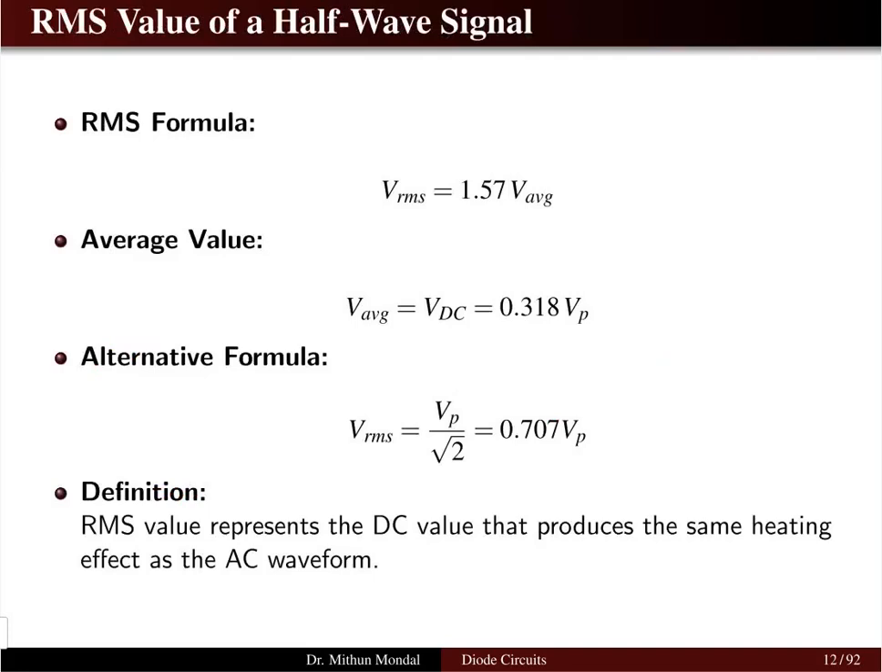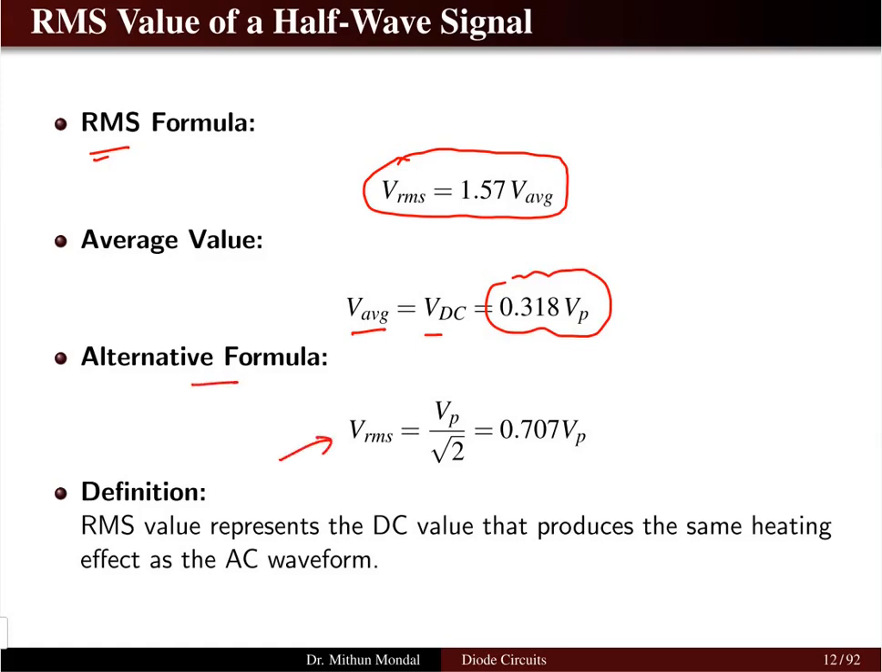In some cases, we need to find the RMS, that is the root mean square. The root mean square voltage is 1.57 times the average value. The average value is equal to the DC value, which is 0.318 times Vp. The alternate formula of RMS, from the sine wave concept, is the maximum value divided by root 2, which is 0.707 times the maximum voltage. So this formula can also be used to find the RMS voltage.